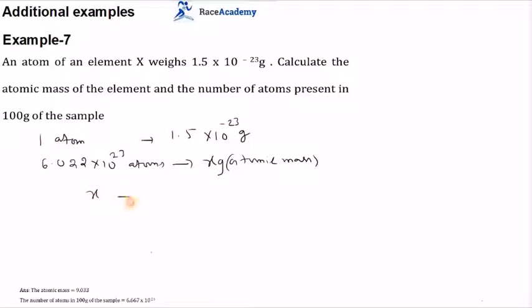What is x? X is equal to 1.5 into 10 to the power of minus 23 into Avogadro number 6.022 into 10 to the power of 23. 10 to the power plus 23 minus 23 gets cancelled. You will get the answer 9.033 grams. So what is 9.033 grams? It is the atomic mass of the element.